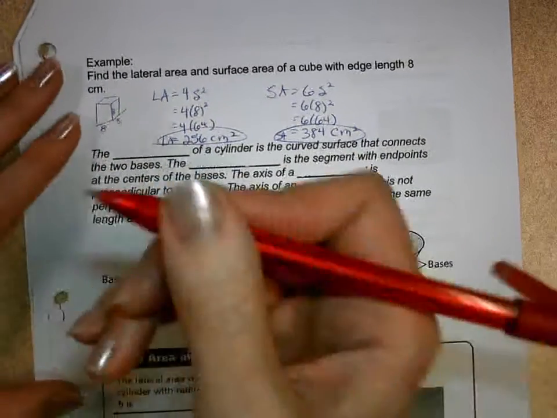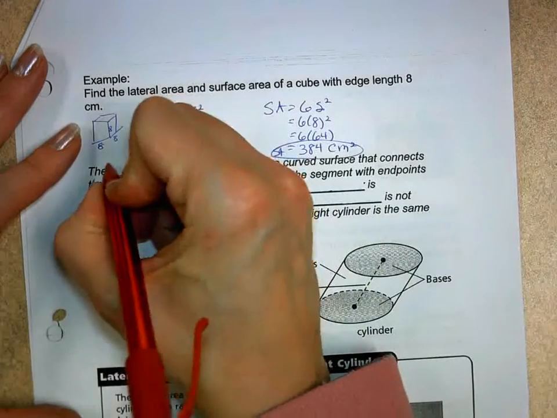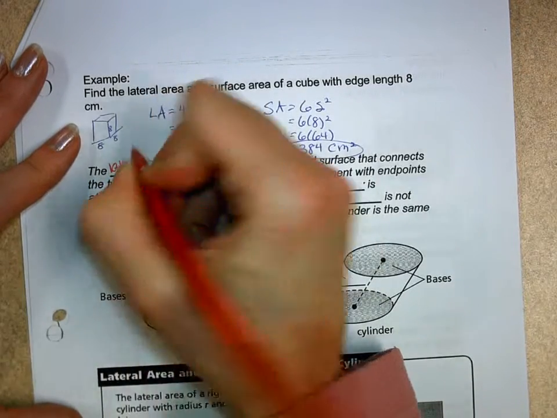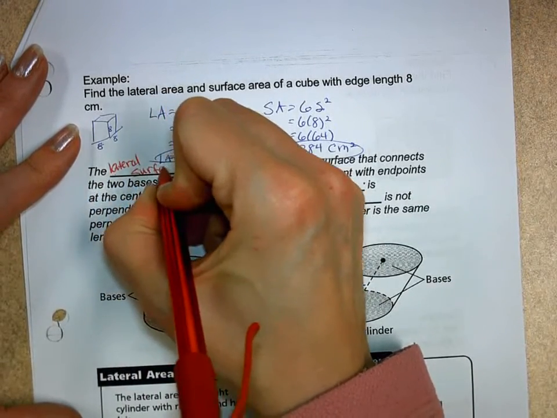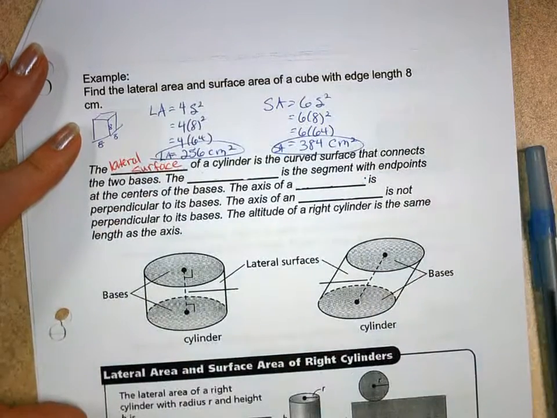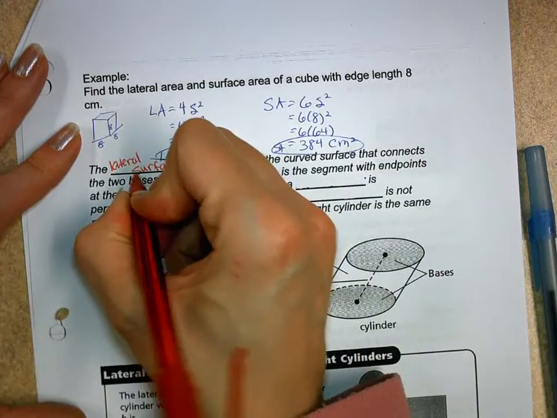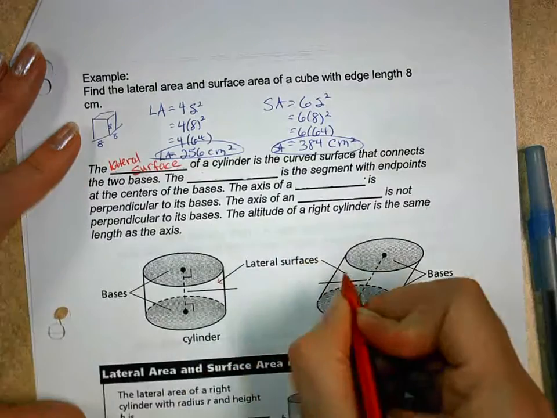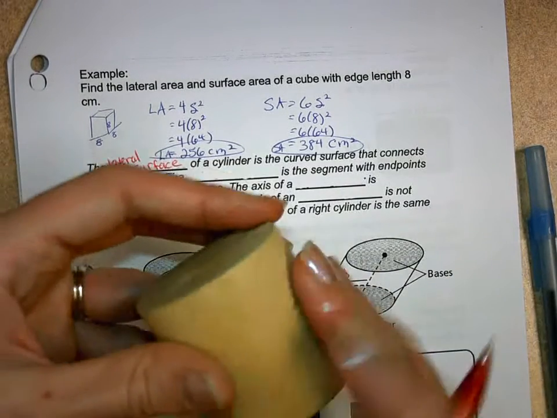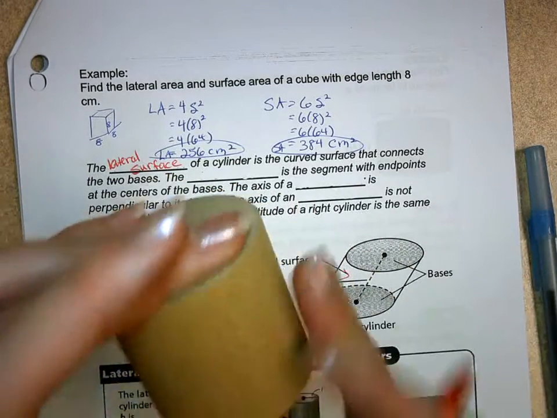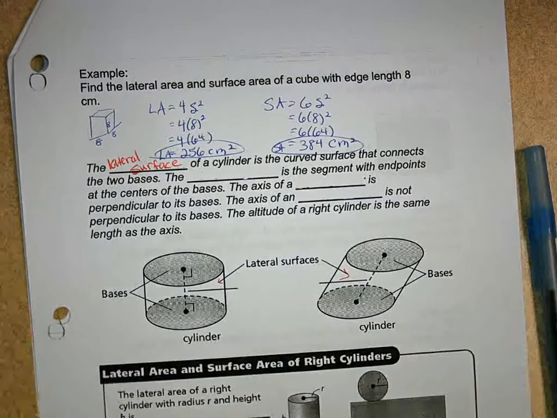But we have what's called the lateral surface. And I'm going to use a red pen here so it's easier to see with all my other writing. It's the lateral surface. That should be an S here. And those are your lateral surfaces. It's just the round part. Here's your lateral surface right here, that connects the two bases.